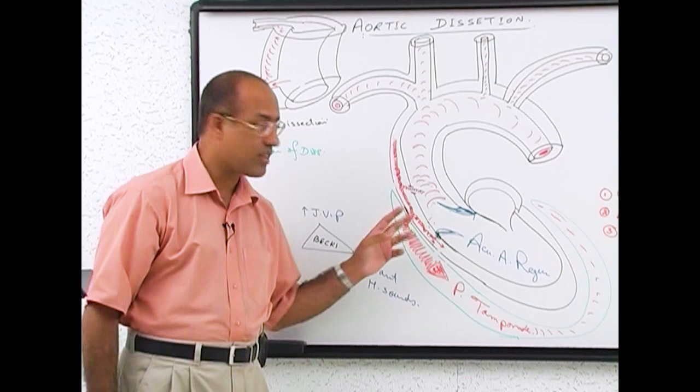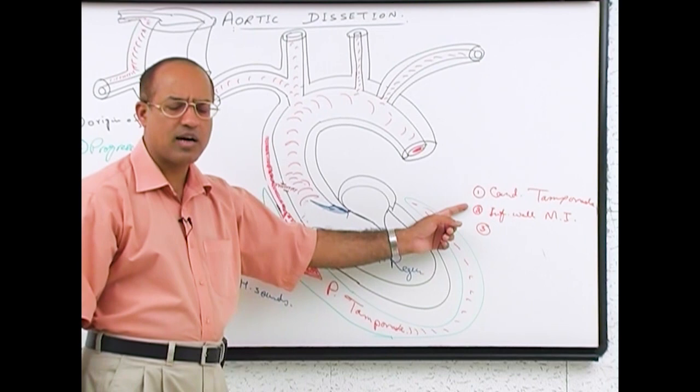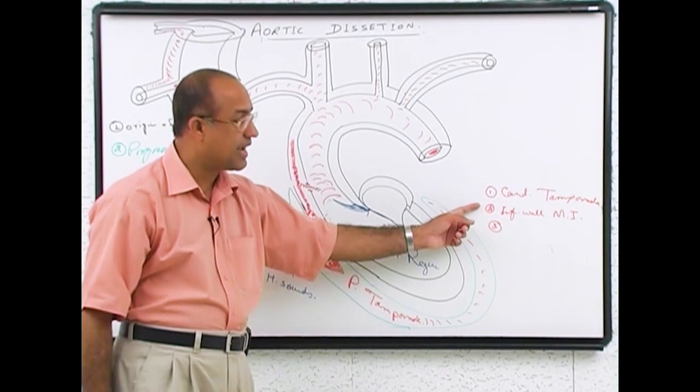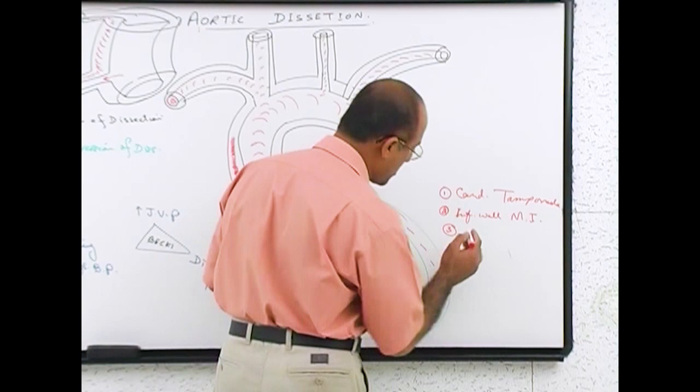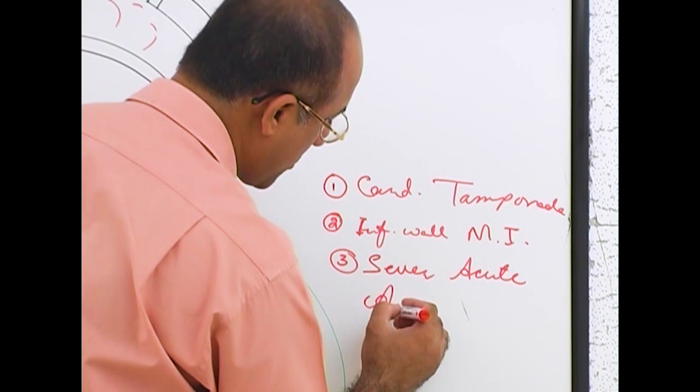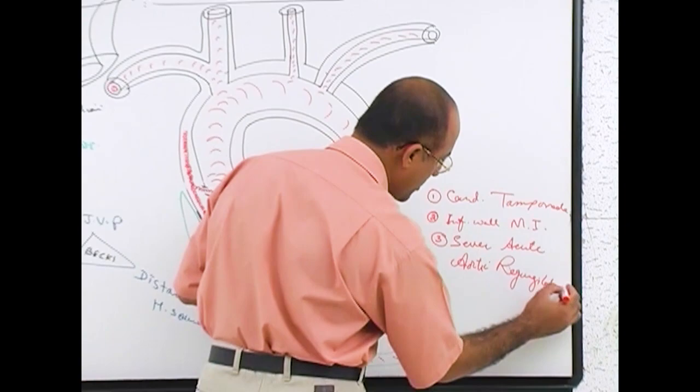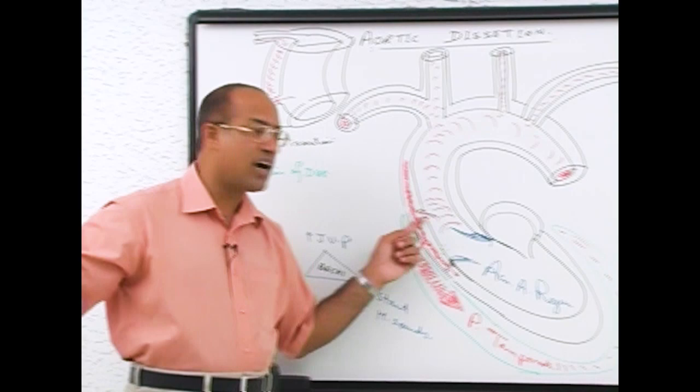Number one, cardiac tamponade. Number two, occluding the origin of the right coronary artery and producing inferior wall MI, and maybe arrhythmias also. Number three, severe acute aortic valve regurgitation, right? Another thing, when the dissection starts, first of all, it will produce very severe pain.